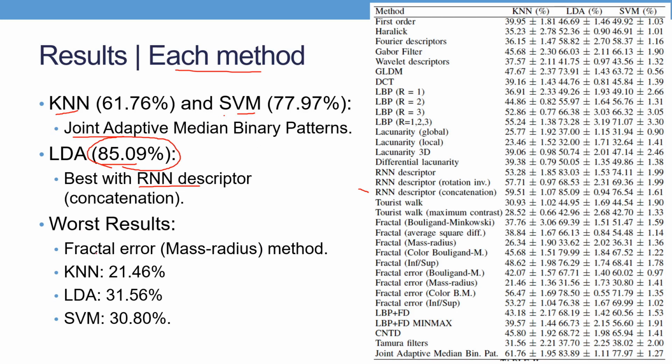The worst results were with the fractal error as radius method for all methods. All methods were really bad with this. All classifiers were really bad with this method.